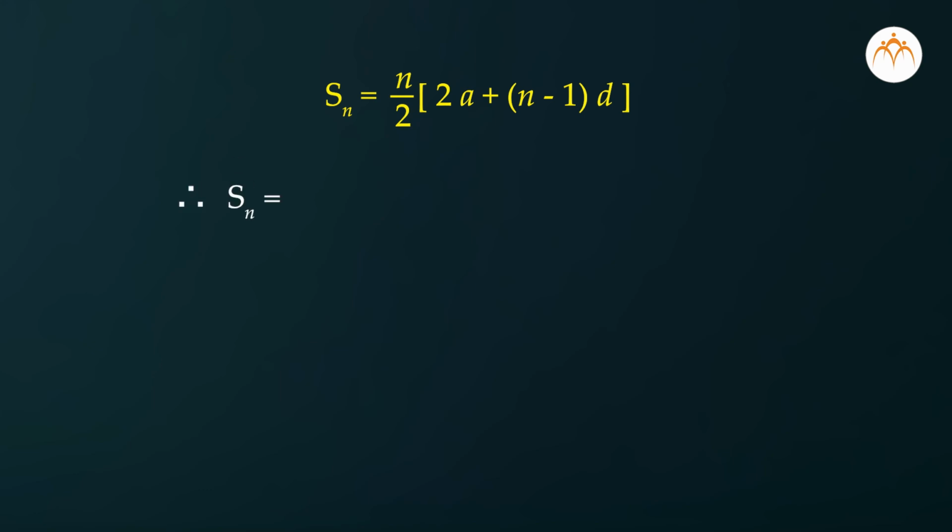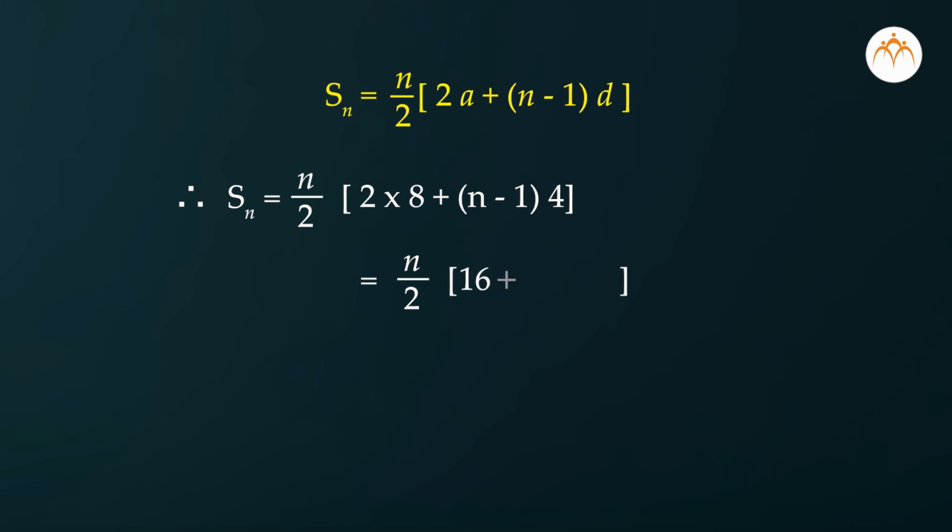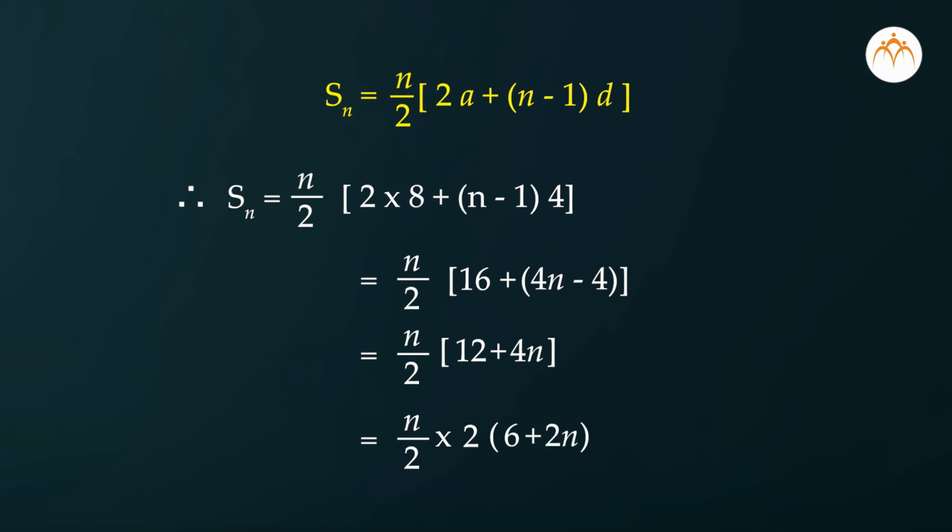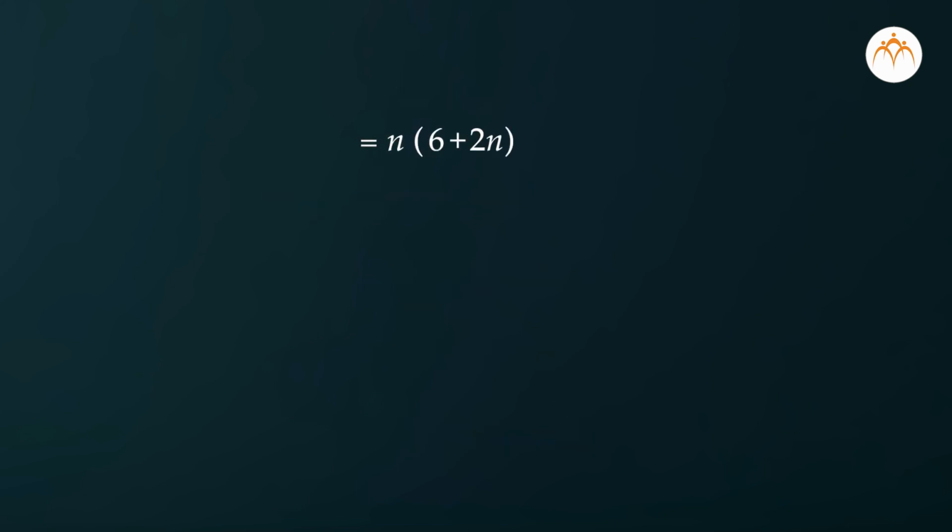Therefore, Sn is equal to n upon 2 into 2 into 8 plus n minus 1 into 4 is equal to n upon 2 into 16 plus 4n minus 4 is equal to n upon 2 into 12 plus 4n is equal to n upon 2 into 2 into 6 plus 2n is equal to n into 6 plus 2n is equal to 6n plus 2n square. Therefore, 2n square plus 6n minus 1400 is equal to 0.